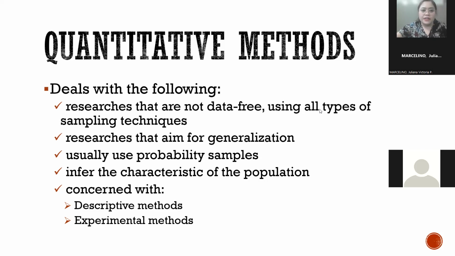Okay, now what are the examples or the types of research design under the quantitative methods? You can do descriptive methods. So from the name itself, descriptive, our aim is to describe, okay, the population, the phenomenon, and we can use numbers here using our questionnaire.